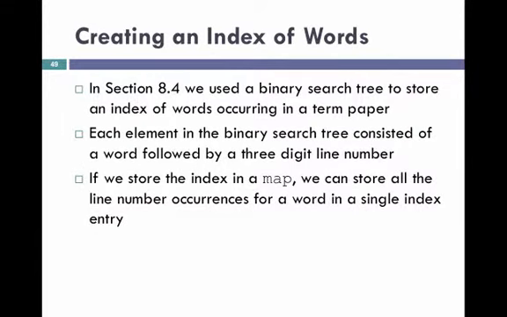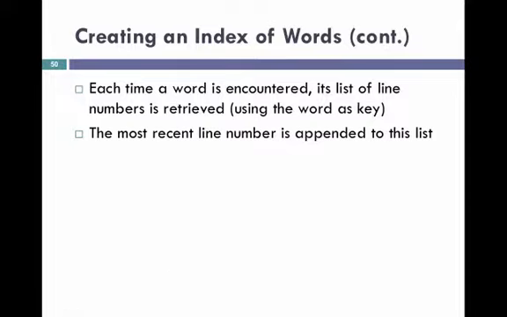So in section 8.4, we used binary search trees to store an index of words occurring in a term paper. Every element in the binary tree consisted of a word followed by a 3-digit line number. Now, if we store the index in a map, we can store all the line number occurrences for a word in a single index entry. Every time a word is encountered, its list of line numbers is retrieved using the word as a key, and the most recent line number is appended to this list.